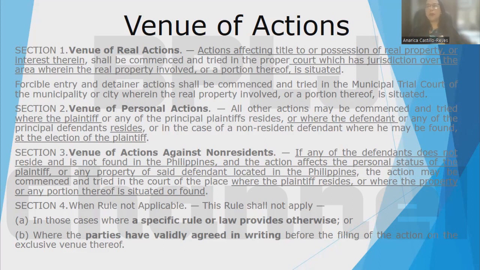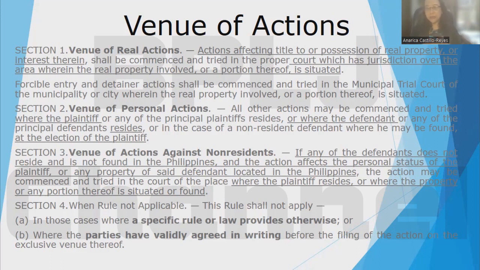So the rule of thumb with respect to actions affecting title to or possession of real property: the crucial point that you have to consider is the location of the property, because it is the location of the property where the action should be instituted. How about personal actions?